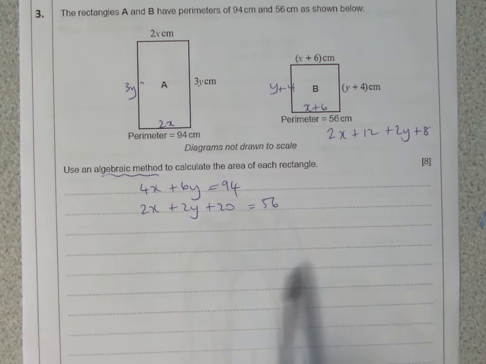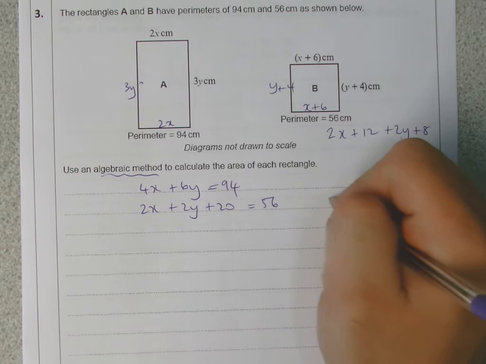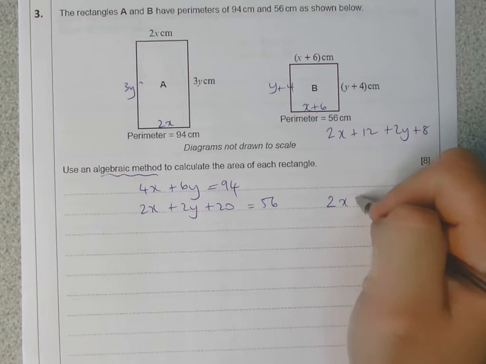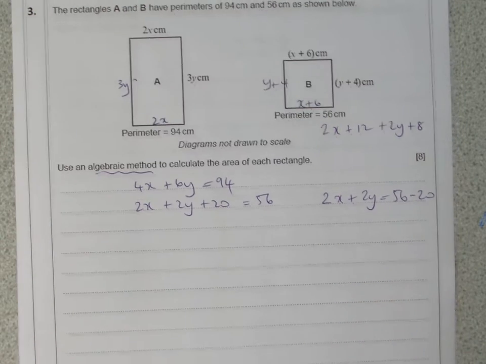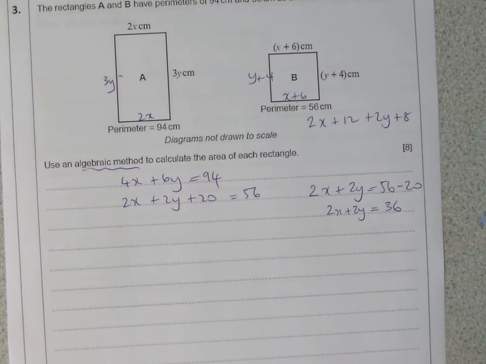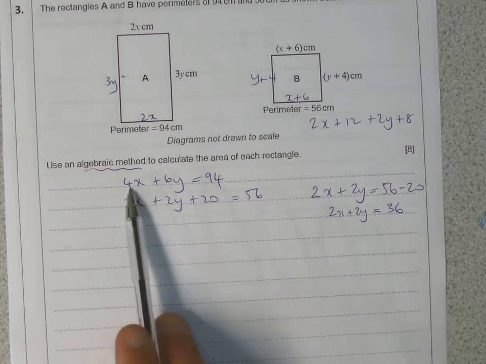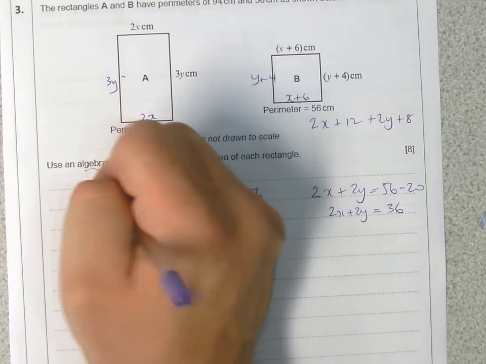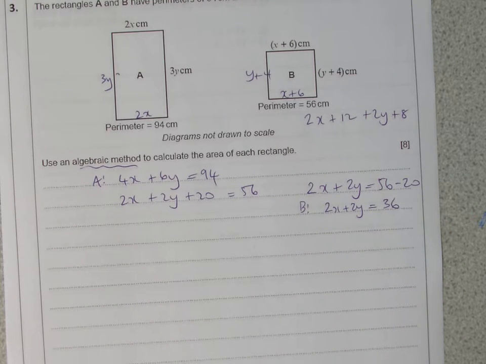Now in this setup, it looks different, doesn't it? It looks different from before. But if you're clever about it, you can think, well, this 20 here can go over the other side, and I'll be left with 2x plus 2y equals 56 take away 20, so then that becomes 2x plus 2y equals 36. So again you've got yourself an equation that works for us. We've got an equation here for rectangle A up here, and an equation here for rectangle B here. Simultaneous equations we'll use.